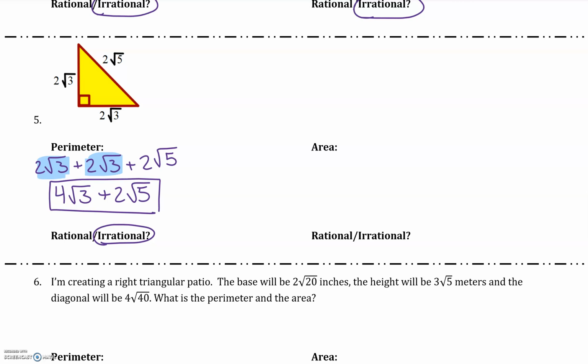So let's look at the area. So remember, area for a triangle is 1/2 times the base times the height. So we need to make sure we understand what's the base and the height. The base and the height make the 90-degree angle.